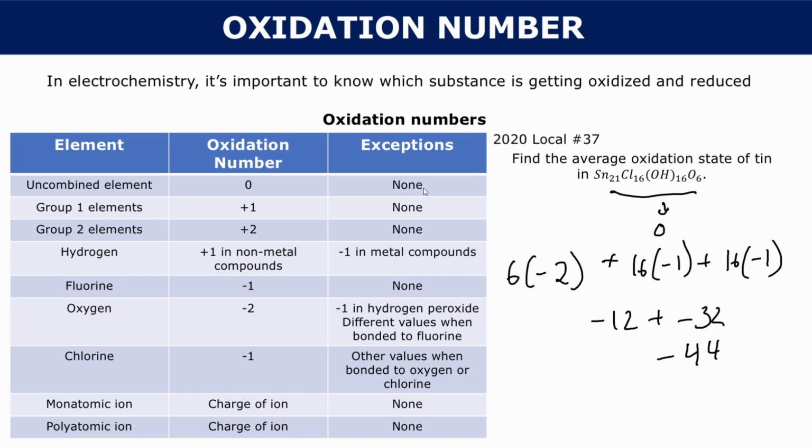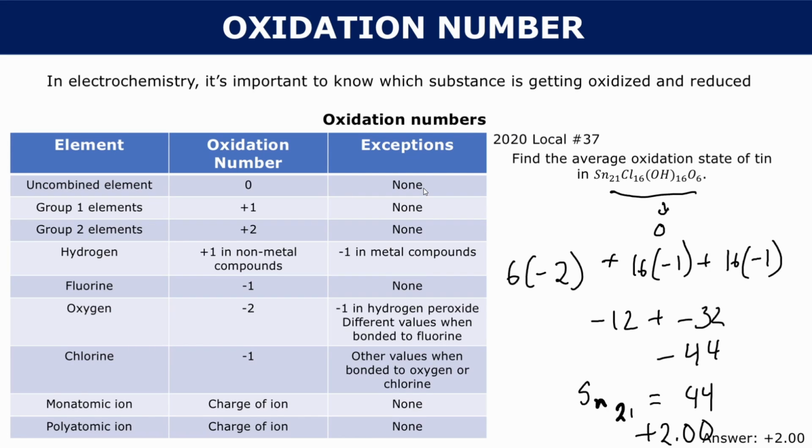We know that the charge of the 21 tin is going to have to equal 44. So if we have 21 of them, how much are each going to have? What's the oxidation number of each? Well, it's just going to be +2. And that's the only way the entire chemical formula gets an oxidation number of just 0. So the average oxidation state of tin is 2, and that is the right answer.